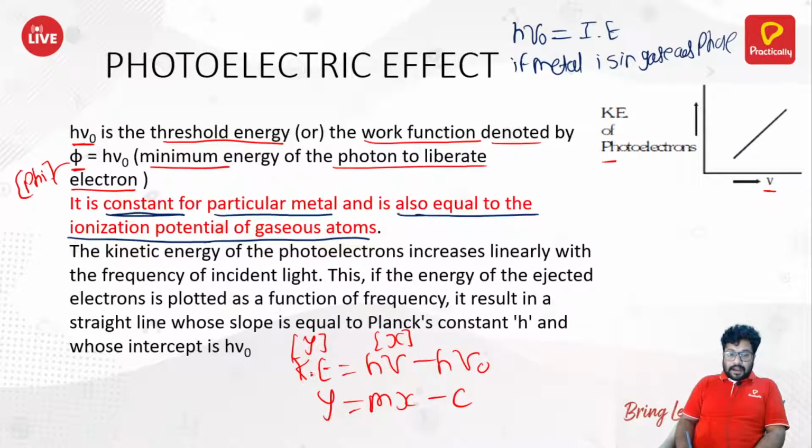So you can see here kinetic energy is equal to y, and nu is equal to x. So m is what? m is your slope. This slope is equal to h. You can see here, m is equal to h. It is equal to the slope, and this is the intercept.